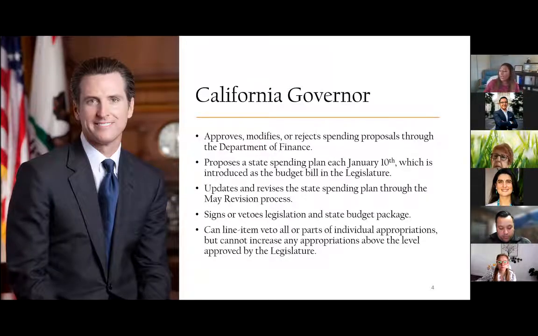The state governor. The governor's role is to approve, to modify, and reject spending proposals through the Department of Finance. The Department of Finance is the governor's right hand when it comes to the budget process in that development. The governor proposes the state spending plan every January 10th, or about that time frame. Statutorily, the governor is supposed to release a budget. And this begins the dialogue on what are the state priorities?